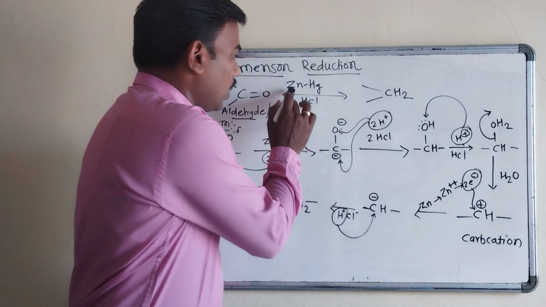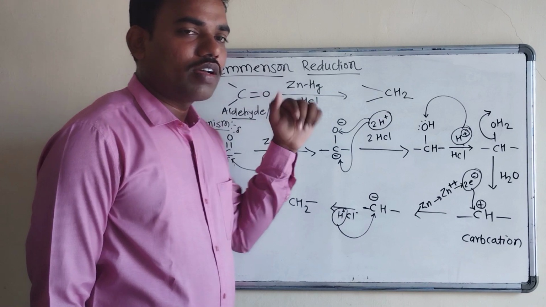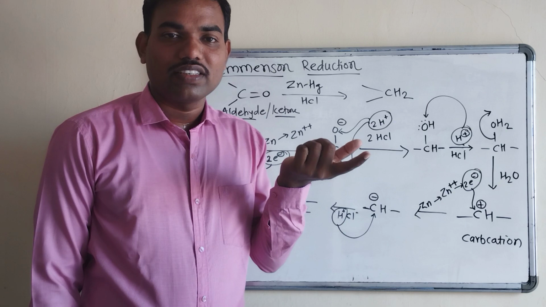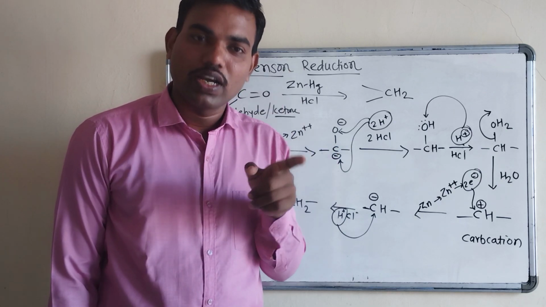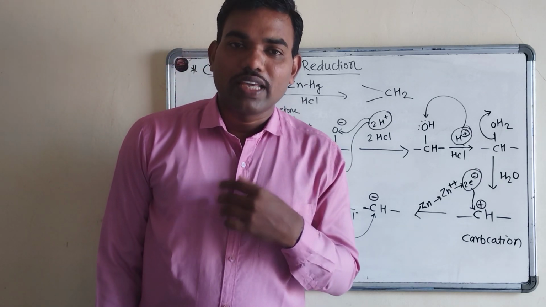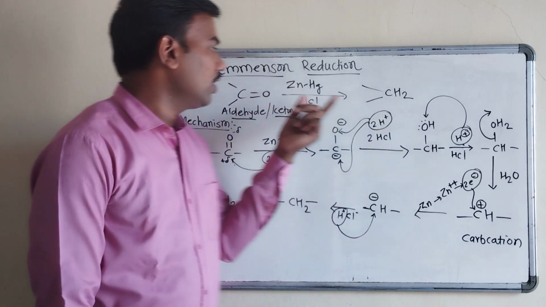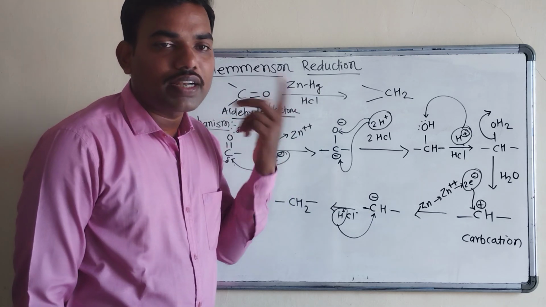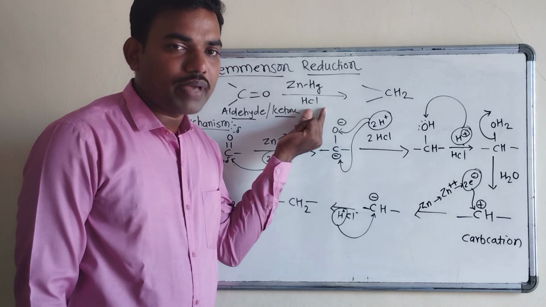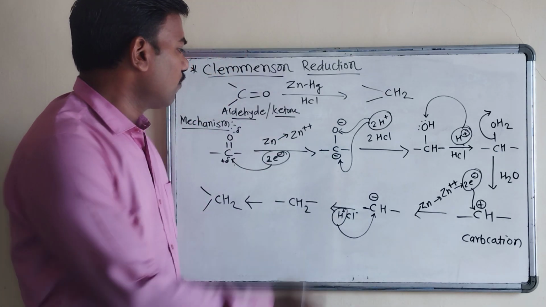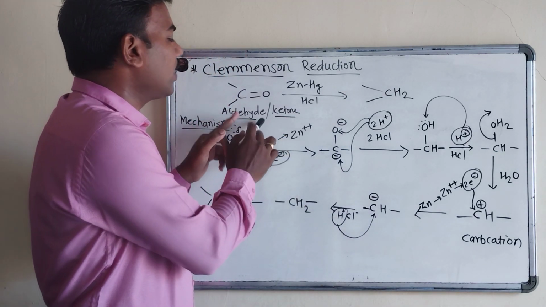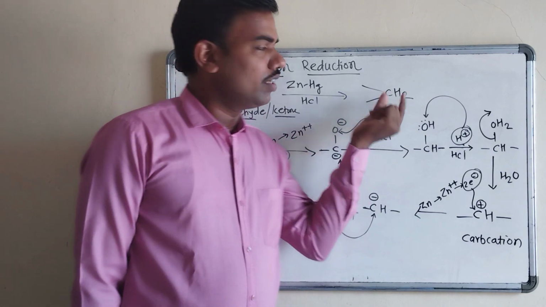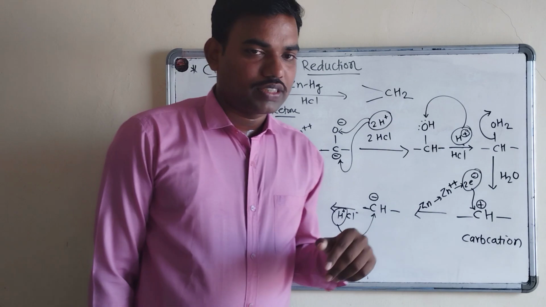So Wolff-Kishner reaction will happen in presence of hydrazine, that is NH2NH2, and KOH along with ethylene glycol as a solvent. But here in the Clemmensen reduction we require zinc amalgam and acidic medium in the form of HCl. So what will happen? Reduction of aldehyde or ketone into alkane, that is the Clemmensen reduction.